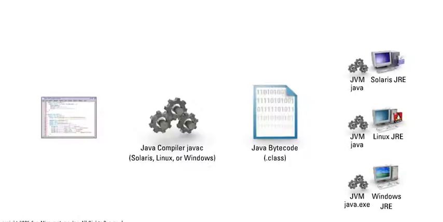And what that bytecode does is it gets interpreted by the Java Virtual Machine. Now the Java Virtual Machine is specific to a given platform. But since there's one for Solaris, and one for Linux, and one for Windows, our bytecode can be run on those different platforms and many others.